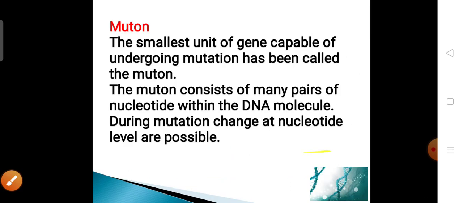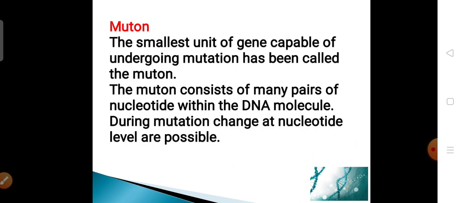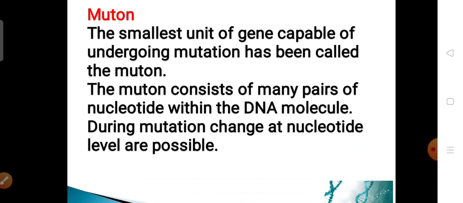Now the next unit of gene is the muton. What is a muton? The smallest unit of gene capable of undergoing mutation. That unit of gene which is capable of undergoing mutation is called a muton. What is a mutation? A sudden heritable change in the genetic makeup, at the genetic level of a gene.